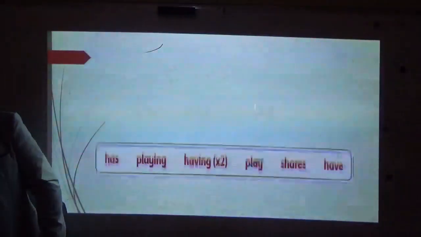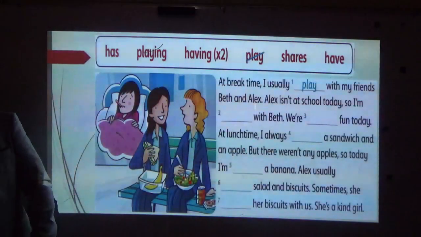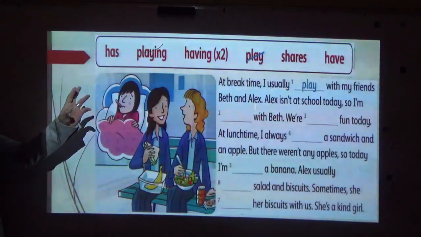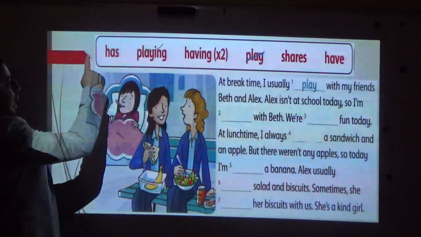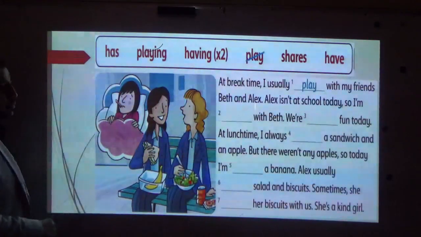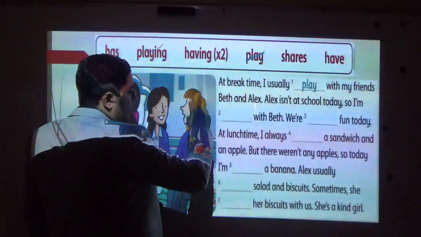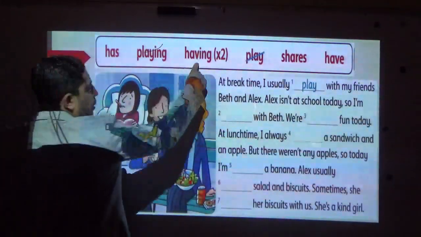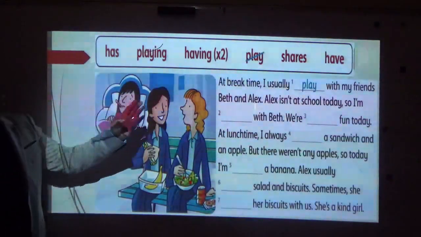Next, we have some exercises. Let's move to it. Look at this passage. We use has, choose from the words above. Has, playing, having. This one means we are going to use it 2 times, okay? Play, shares, have, okay? So the first one is answered.